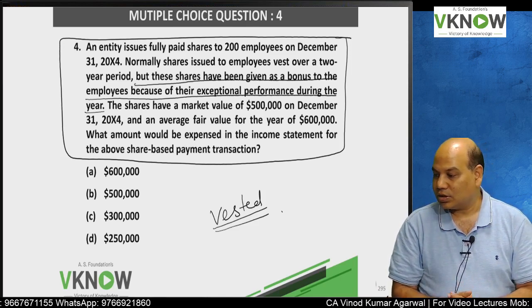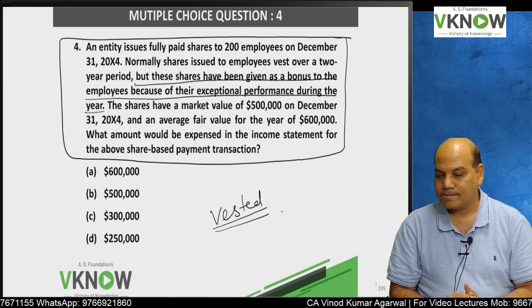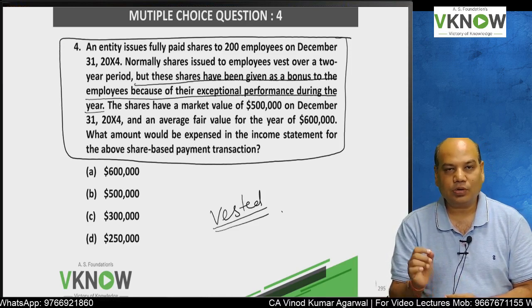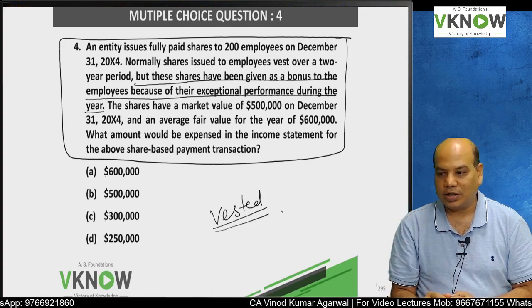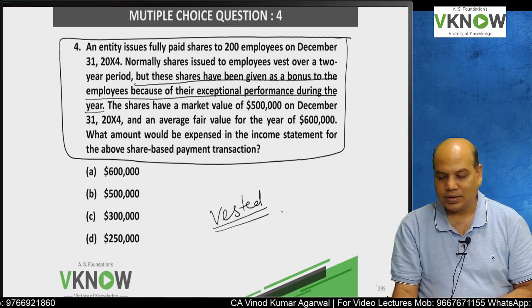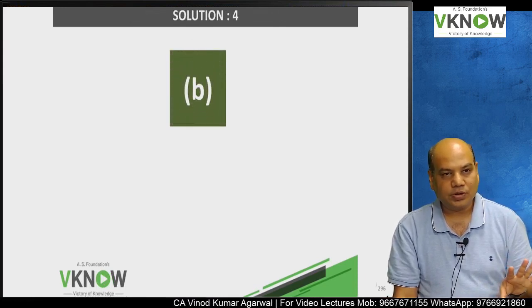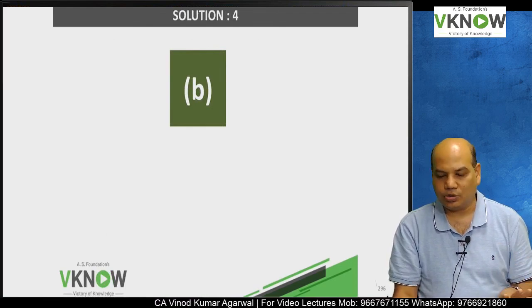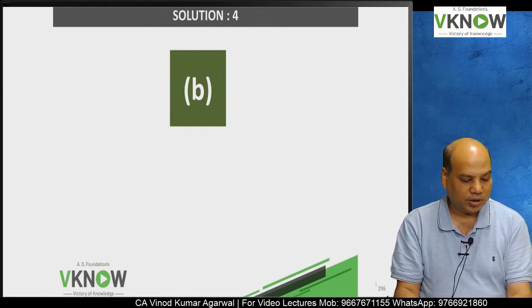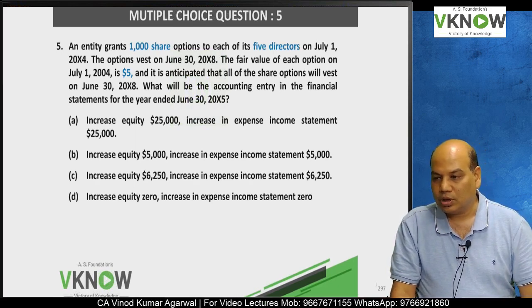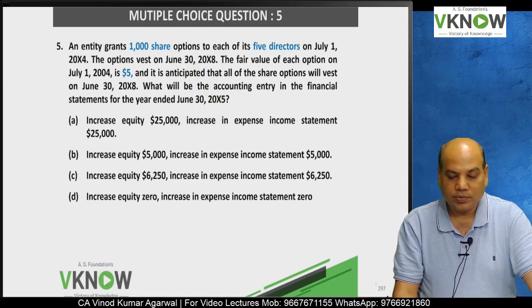Some students are saying option B. Option B is the fair value of the share on the grant date. That is right. We don't have to take average share. And because these are vested options, I don't have to divide by 2 also. Tick mark B. Now we'll come to the last MCQ for this chapter.